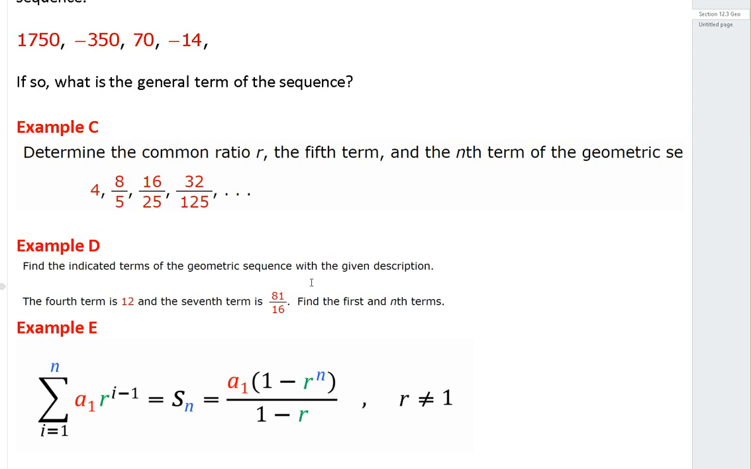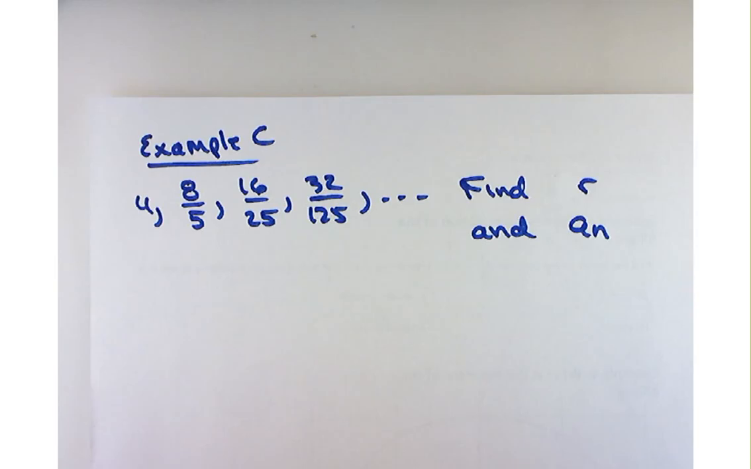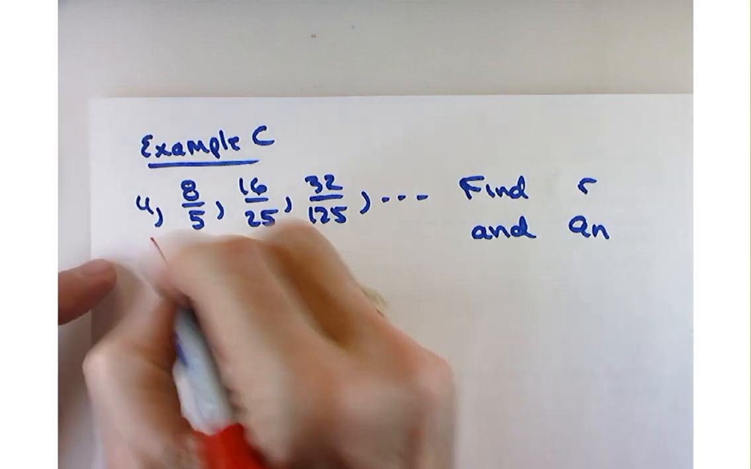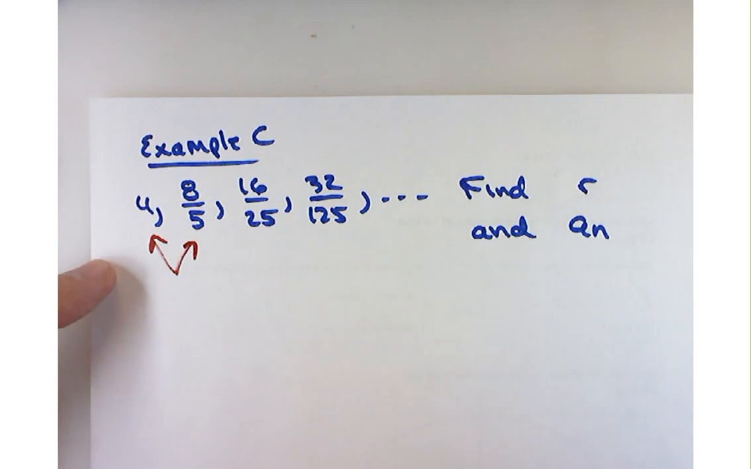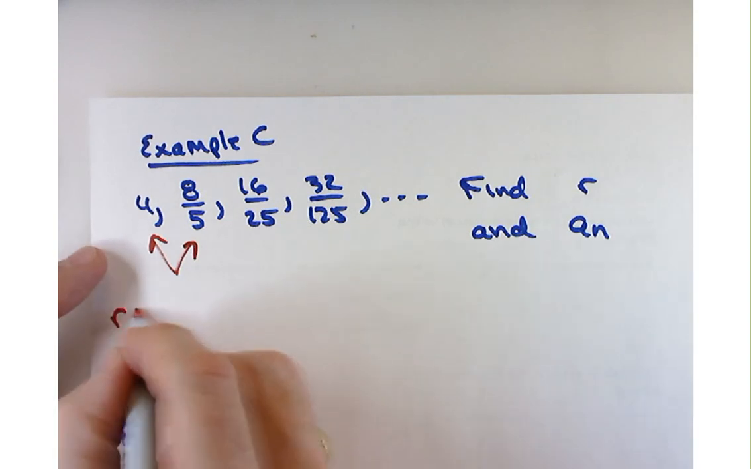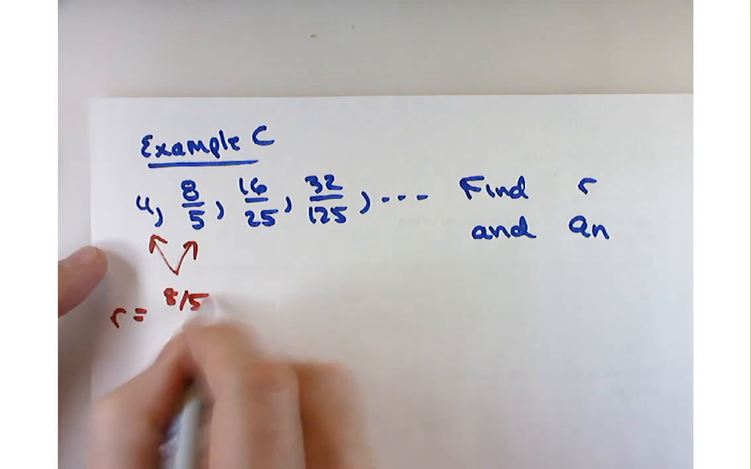So we want to find r and a sub n. Those are the two things we're looking for in this particular example. Okay, let's find both of those things. Now what you should be looking at first is what's the common ratio. r would be 8/5 divided by 4.